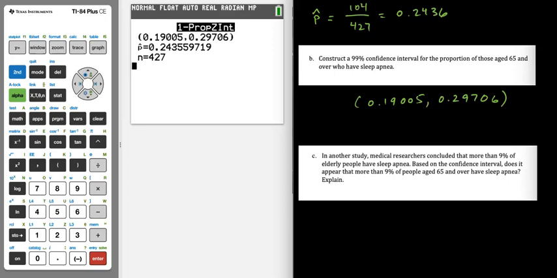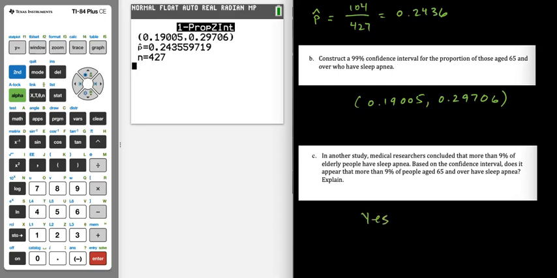Okay, so let's take a look at this last question now. In another study, medical researchers concluded that more than 9% of elderly people have sleep apnea. Based upon the confidence interval, does it appear that more than 9% of people aged 65 and over have sleep apnea? Well, the confidence interval tells us that somewhere between 19 and 29.7%, almost 30% of adults 65 and over have sleep apnea. So we don't know exactly what that true population proportion is, but we're 99% confident that it's between 19% and almost 30%. So if the claim is that more than 9% of elderly people have sleep apnea, then we would say our confidence interval certainly supports that claim.